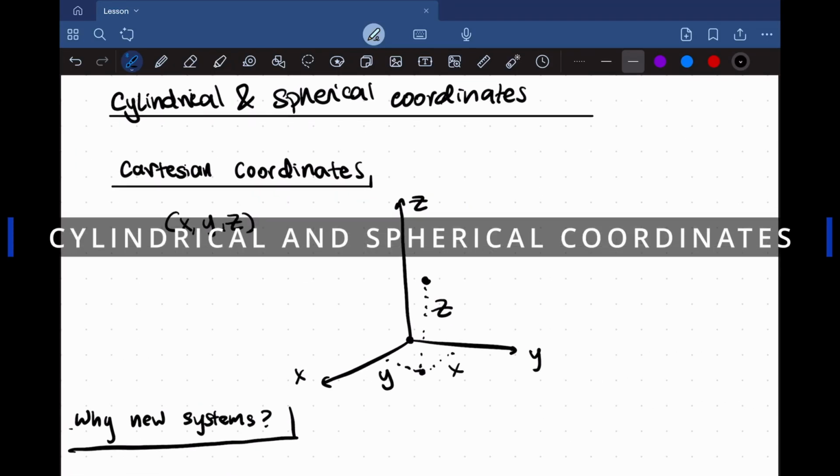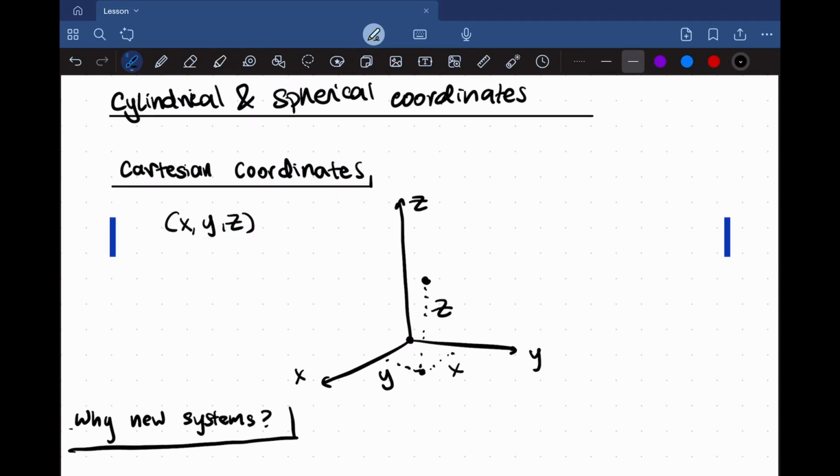Hello. Today I'll be introducing cylindrical and spherical coordinates: what they are, why we use them, and how to derive them. Before we talk about that, we have to first define a coordinate system. Coordinate systems, like Cartesian coordinates, define a point in space. Cartesian coordinates are x, y, z values, representing the horizontal distance along the x-axis, the horizontal distance along the y-axis, and the vertical distance along the z-axis.